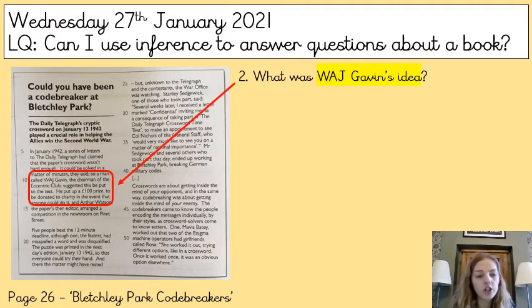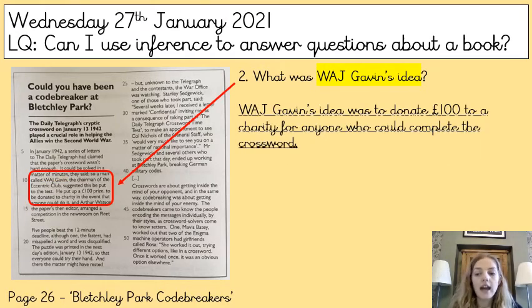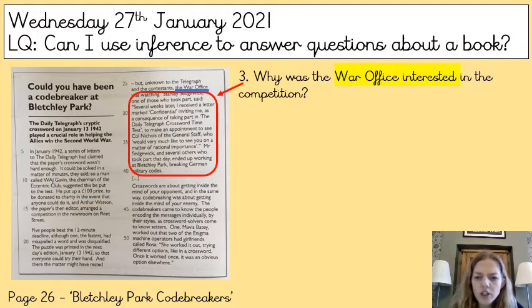Okay, so question 2, what was W.A.J. Gavin's idea? So I've picked out in the text where I can see W.A.J. Gavin. Okay, I'm just going to highlight it. So I can see there that's where his name has been mentioned. So I will be looking in that part of the text to find my answer because I'm looking for what his idea was. Okay, so I've very briefly written in a sentence that his idea was to donate £100 to charity for anyone who could complete the crosswords. And then it goes on to ask about why the War Office was interested in this competition.